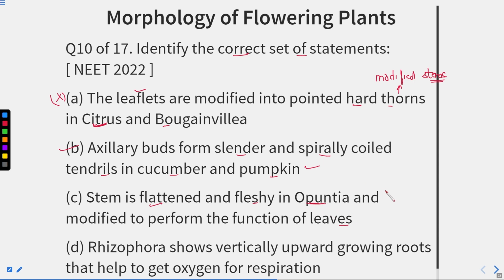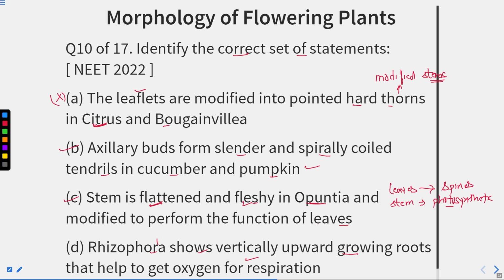Opuntia is a xerophytic plant. Leaves are modified into spines, and the stem is flattened and fleshy. The stem becomes photosynthetic. So this statement is correct. The next statement is that Rhizophora shows vertically upward growing roots that help to get oxygen for respiration. So this is also true in Rhizophora.